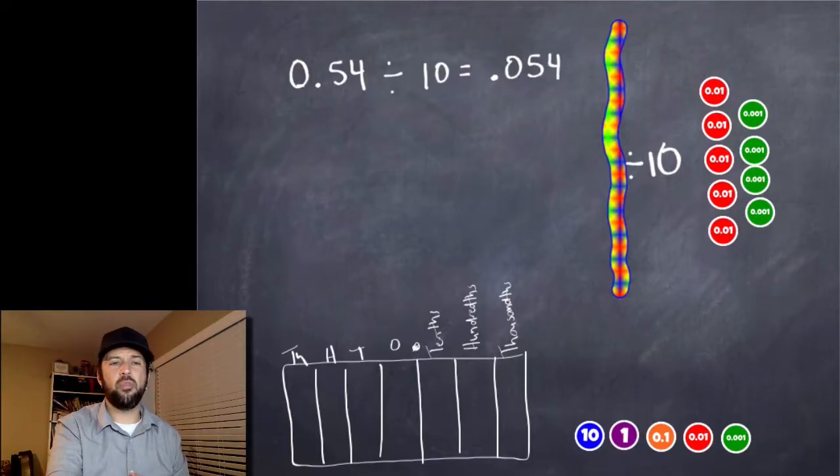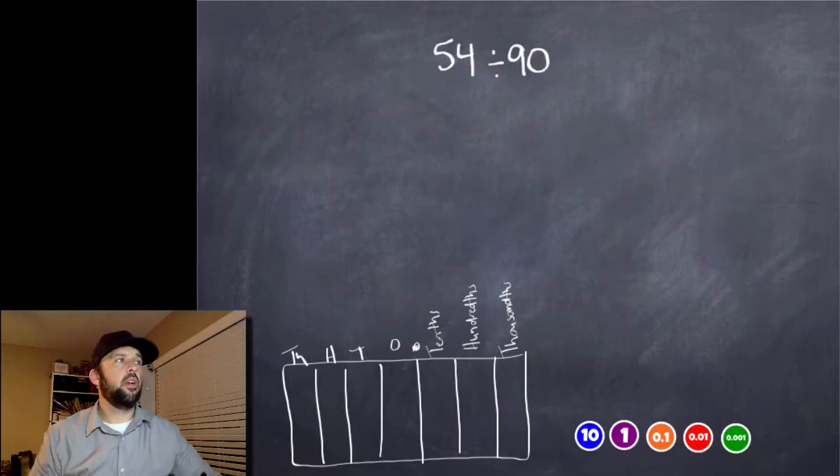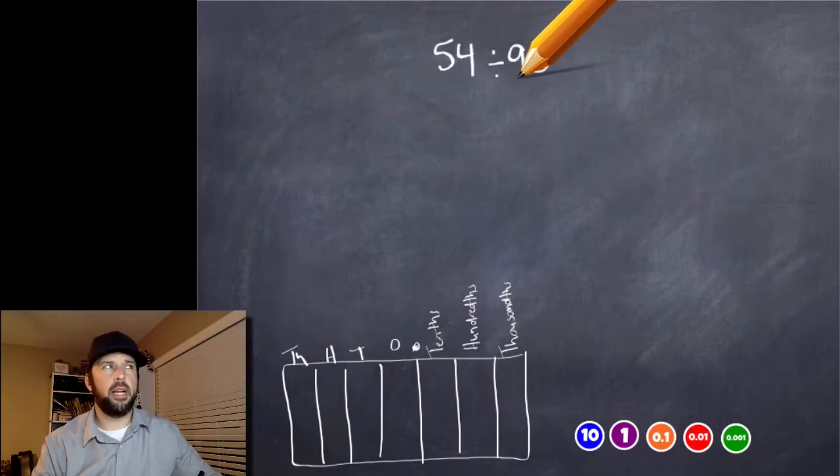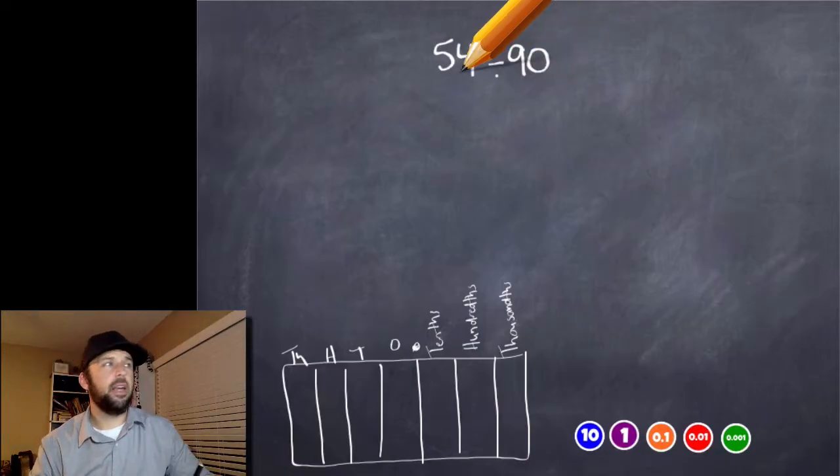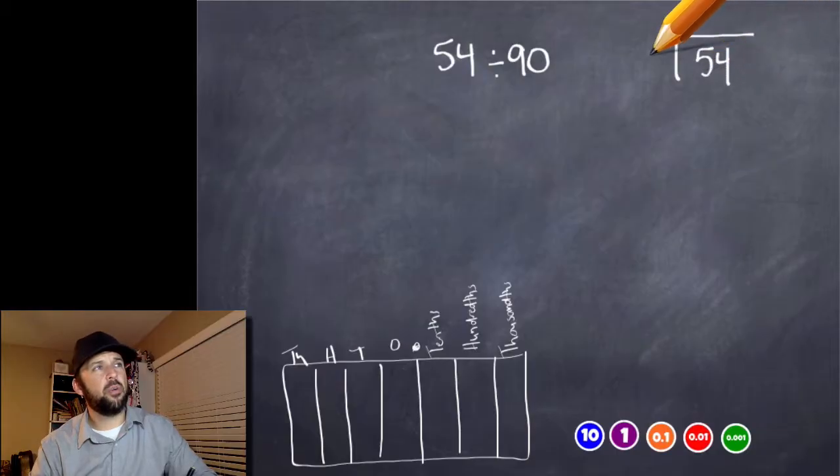So let's take a look at just one more example and see if we can apply this in some other ways. All right, so now I have 54 divided by 90, and 90 is not 10, okay, but it's a multiple of 10. So we can still apply some of the same things we know to help us make this division problem possible. And just looking at this, if we were setting up the traditional way here, just to backstep for a second, I would have 54 divided by 90.